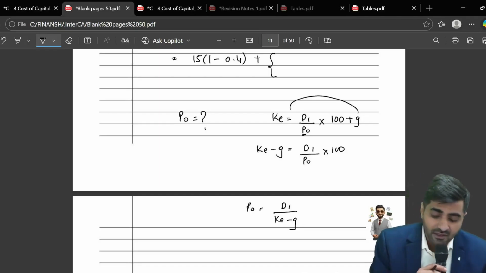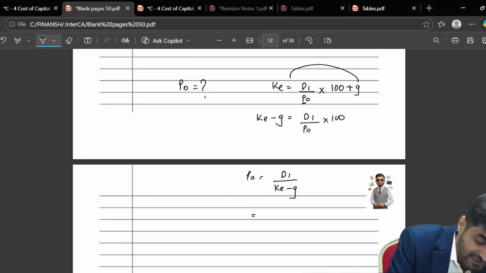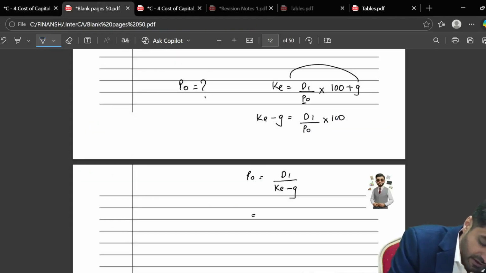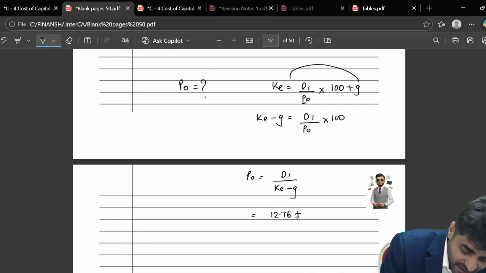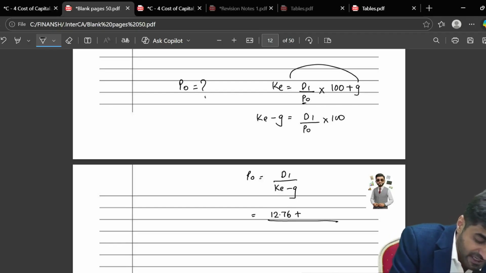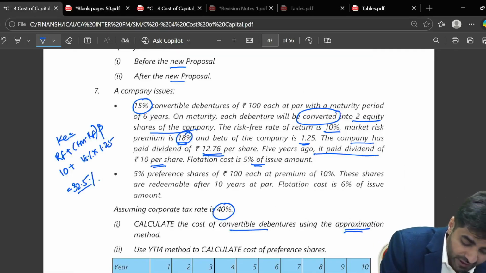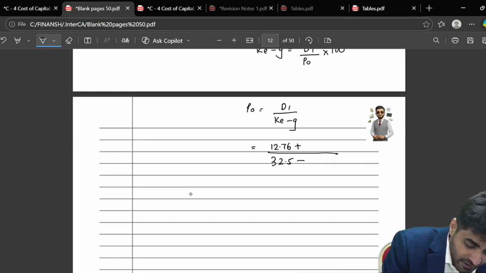Can you please tell me what was your last dividend? The company has paid a dividend of 12.76, and they have told you that 5 years ago the dividend was 10. So first I'll write down 12.76 plus I have to add the growth rate. The KE which I just now got was 32.5. And I need to calculate the growth rate. How will I calculate it? They have told you that 5 years ago it paid a dividend of rupees 10. So amount is equal to principal into 1 plus I raised to the power n.